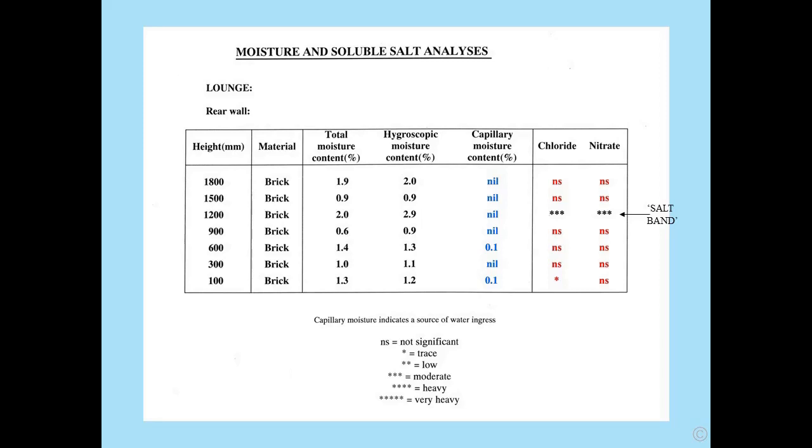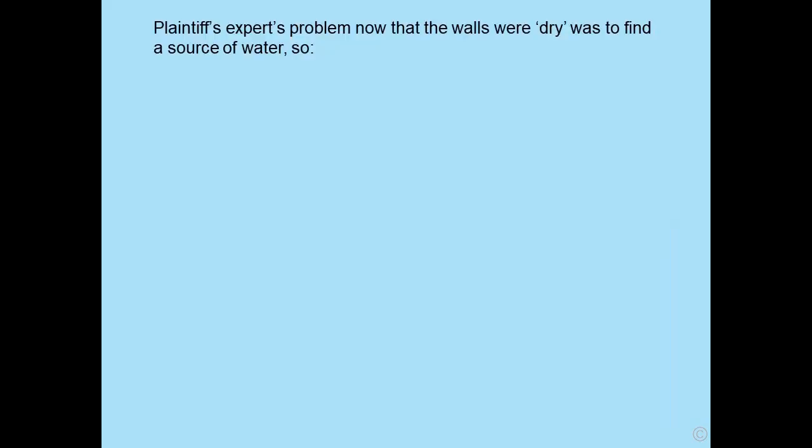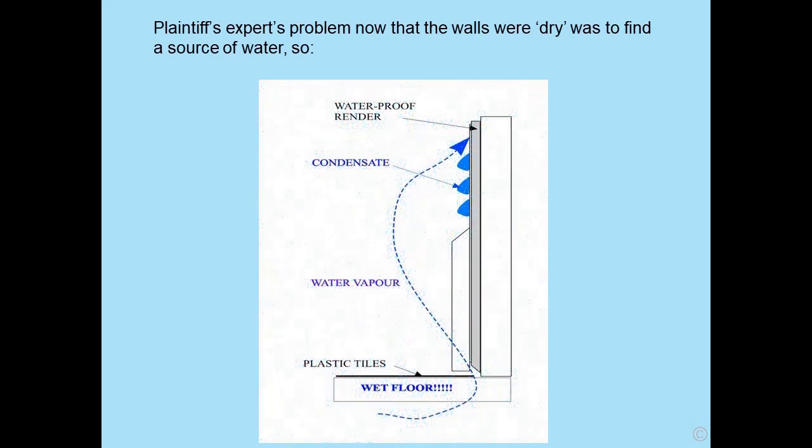It's no longer active. Now this gave him a problem, since the walls were technically dry, was to find a source of water. There was no free water around. So where was the water coming from that was causing the plaintiff's problem? Well, this is where he went next. He claimed it was coming from a wet floor. He has no data on this. And it was coming from a wet floor and condensing on the rear wall.